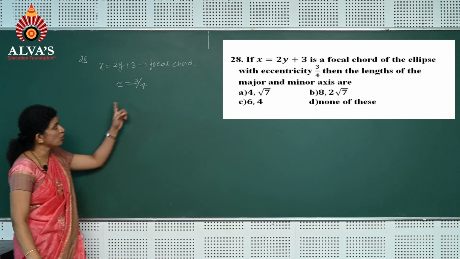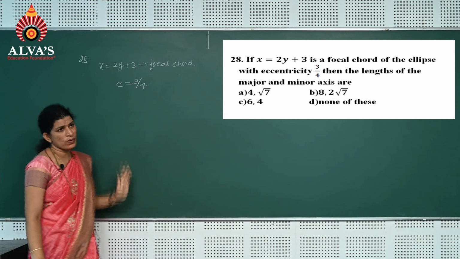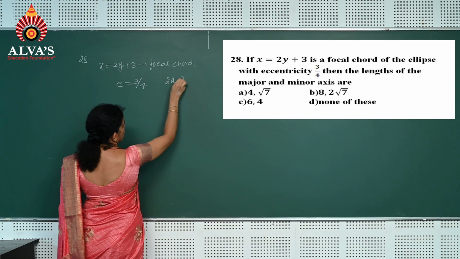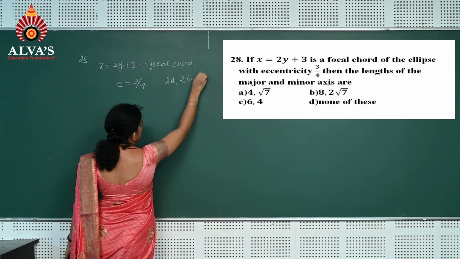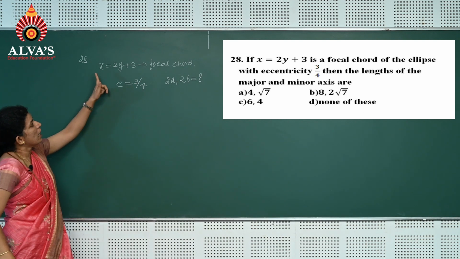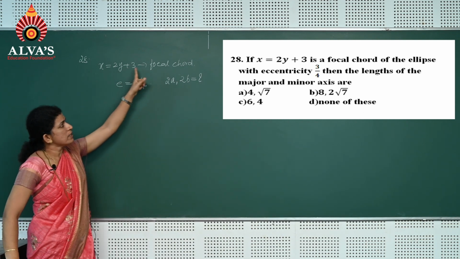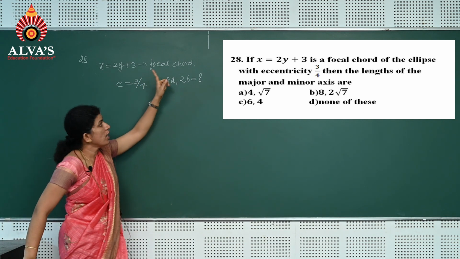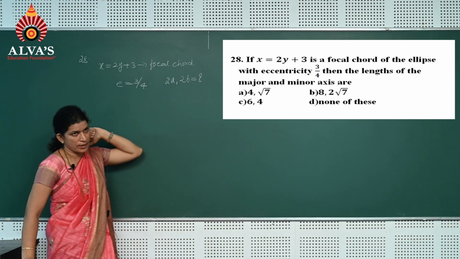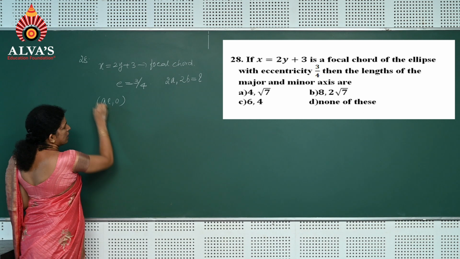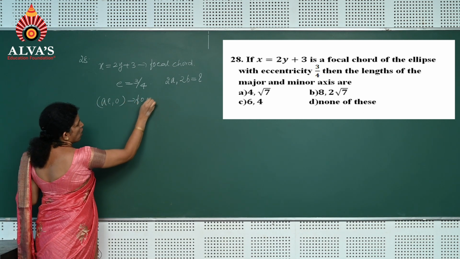We want the length of the major axis as well as the minor axis, meaning the length of the major axis is 2a and the length of the minor axis is 2b. 2a and 2b we want. See, x = 2y + 3 is a focal chord. We know a focal chord should pass through the foci. See, (ae, 0) is one of the foci of the ellipse.